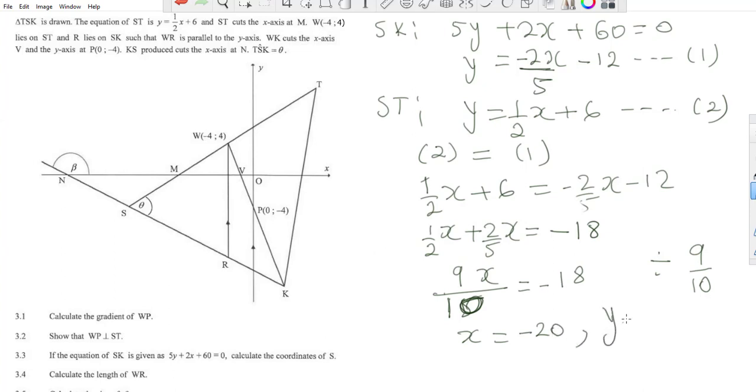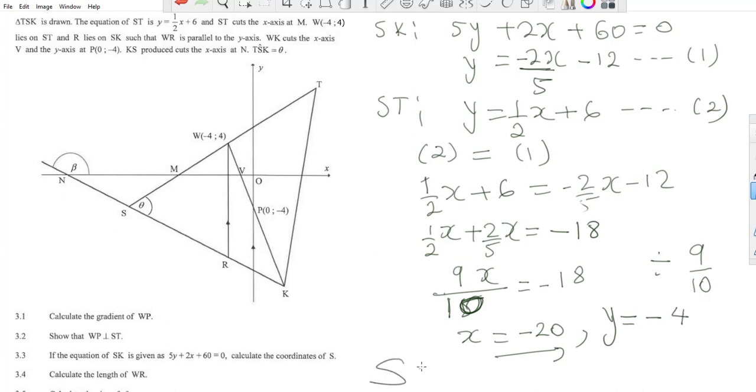What will be the y value? Remember, y, you can use one of them. Remember, y is equal to what? 1 over 2x plus 6. So if your x is minus 20, you can put it there. You substitute instead of x here. You put minus 20, then the answer will give you minus 4.